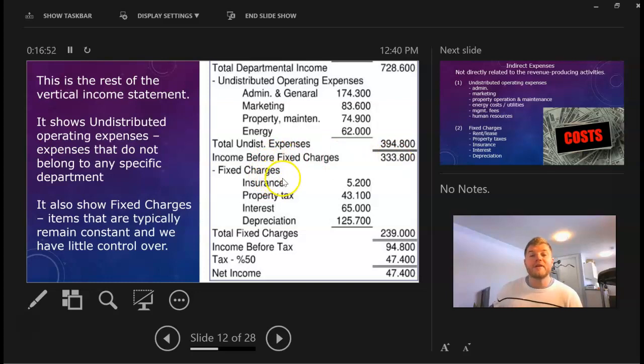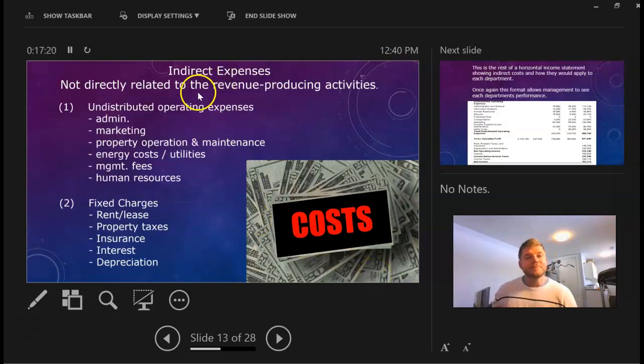So fixed charges are things that we have to pay basically the same amount every single year. They might go up and down, but they go up and down yearly. So insurance for the place, property tax, interest, depreciation. These are our total fixed charges, which leaves us with $94,800. And if we're paying a 50% tax bracket, we would only be left with $47,400 from $728,000. So we're not making a whole lot of money.